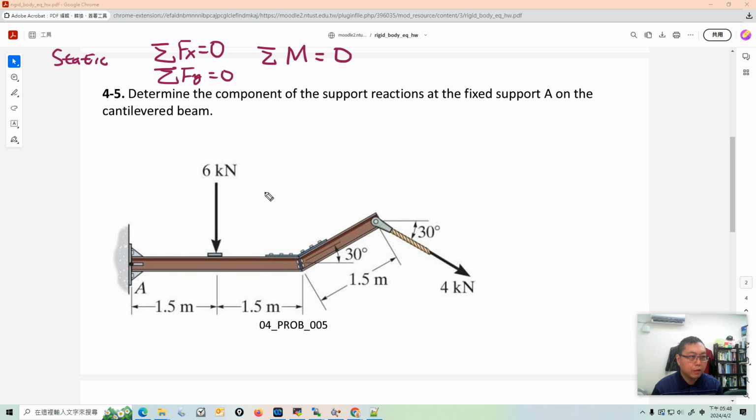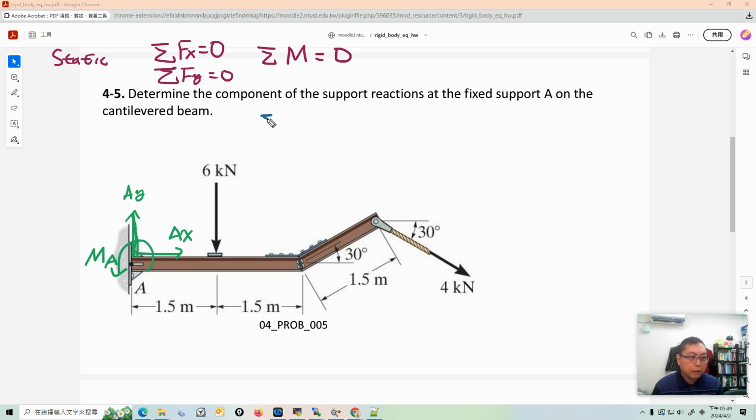Let's start with it. We have a fixed support here. The fixed support will create a reaction force and a reaction moment. We have reaction force AY pointing up, AX pointing to the right, and we assume there's a reaction moment, and we assume the reaction moment is counterclockwise. We call it MA.